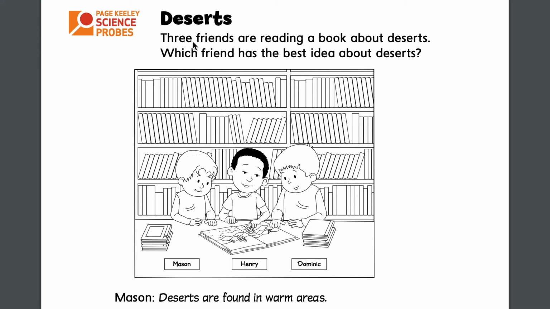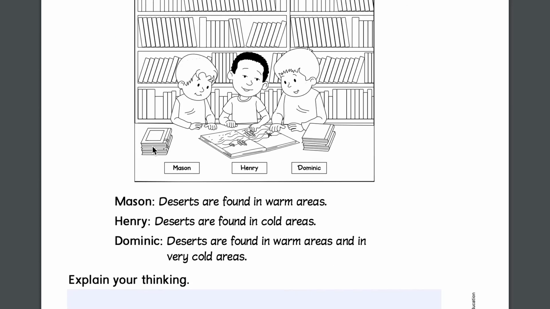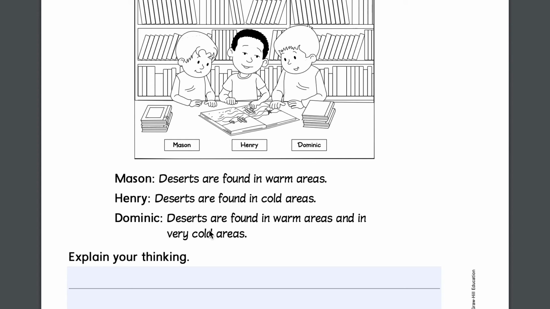Deserts. Three friends are reading a book about deserts. Which friend has the best idea about deserts? Mason says, deserts are found in warm areas. Henry says, deserts are found in cold areas. And Dominic says, deserts are found in warm areas and in cold areas. Which do you think is correct?